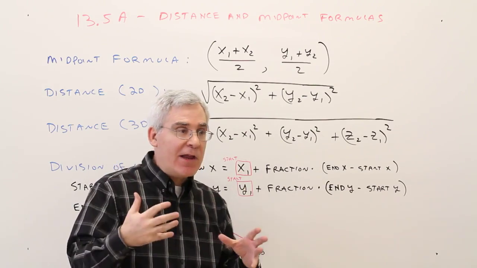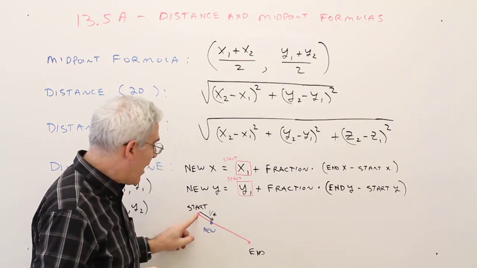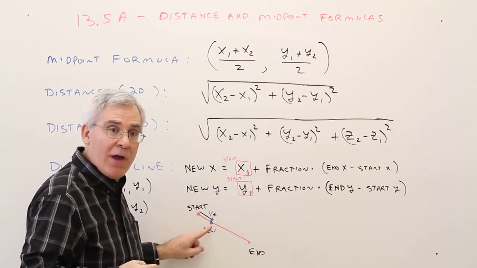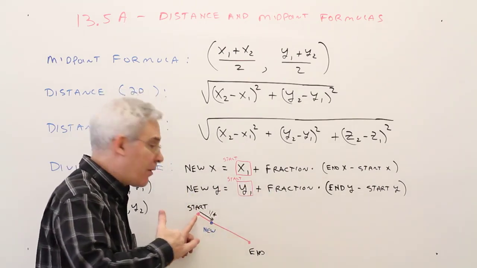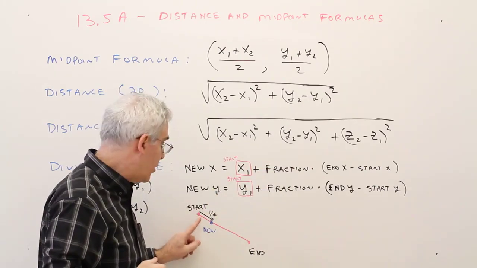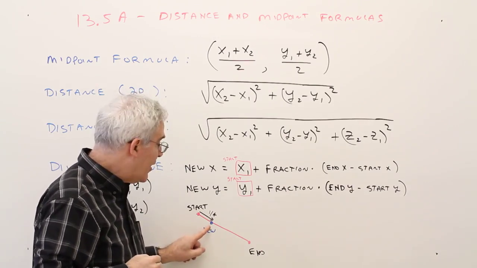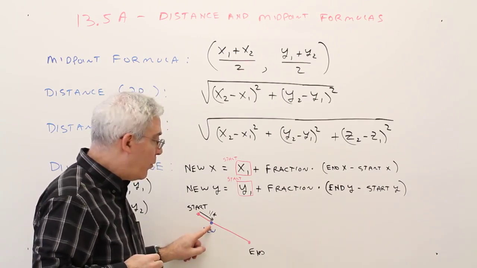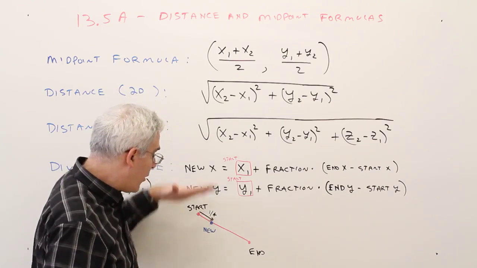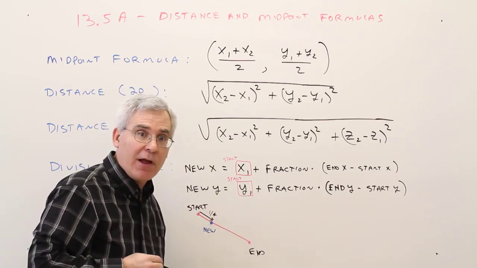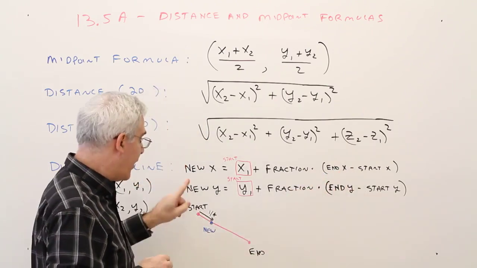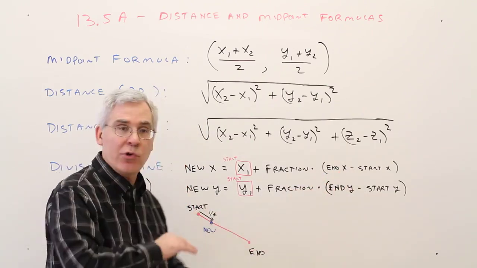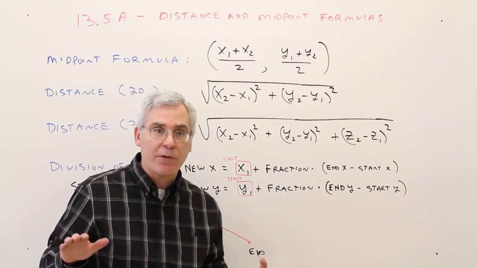And you've got to be very careful with signs. So for this example here, my new x-coordinate will be larger than my starting x-coordinate because I'm going in the positive x direction. However, my new y-coordinate will be less than my starting y-coordinate because I'm going in the negative y direction. So again, this will take care of those signs, but you've got to just label things. Start, end, and new, and you'll have no problems whatsoever.